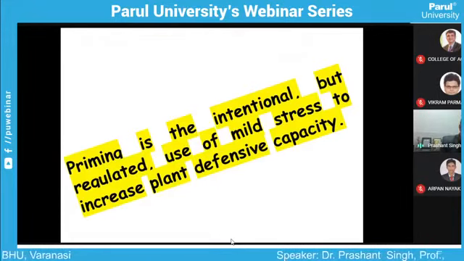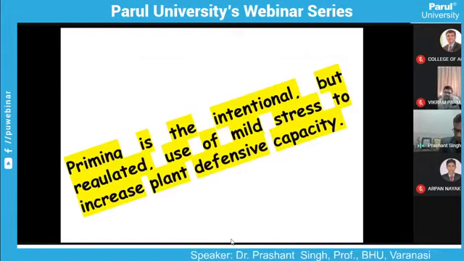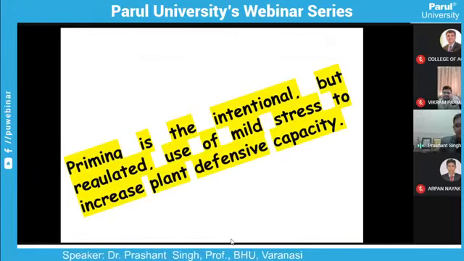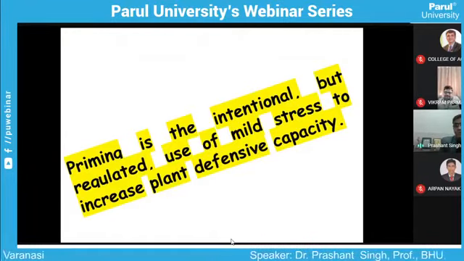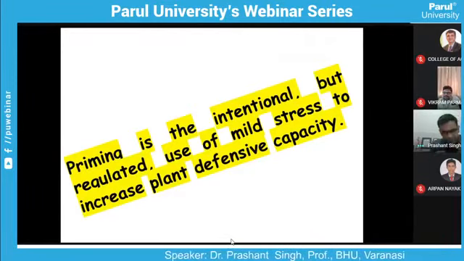We are creating the priming in the plant. It is intentional but regulated. If it is not regulated, the same stimulus could act as a stress and there will be no priming. So you need to really understand the thin line between the stress and the stimulus. The same stimulus could be stress if it is not regulated. So that's why it is called intentional but regulated use.